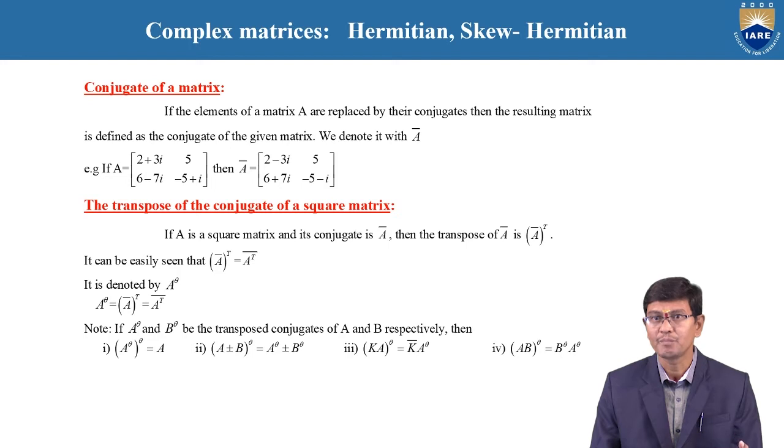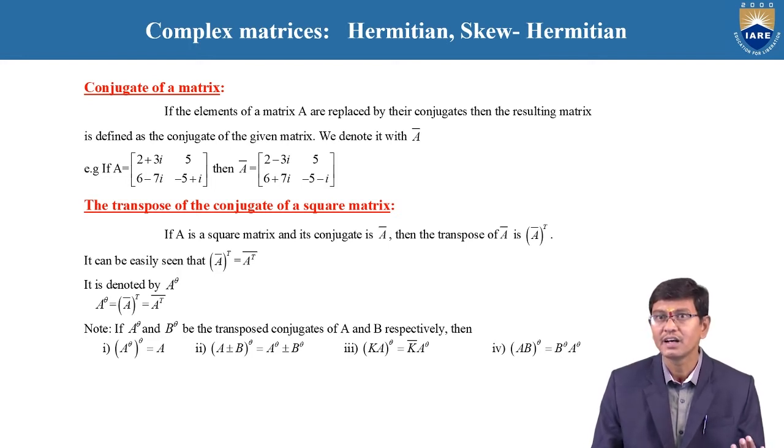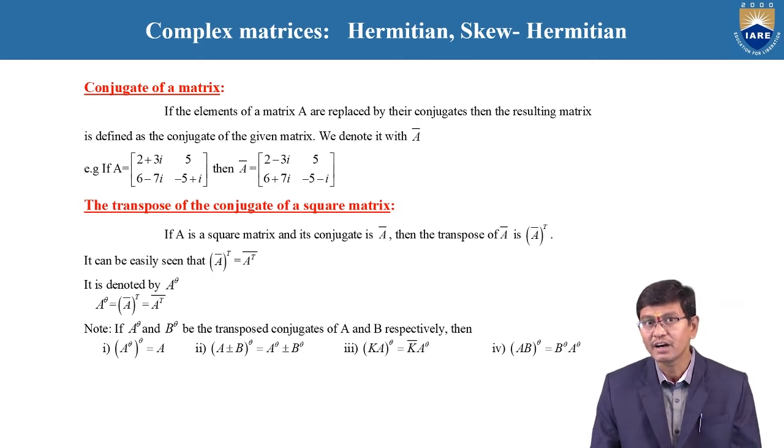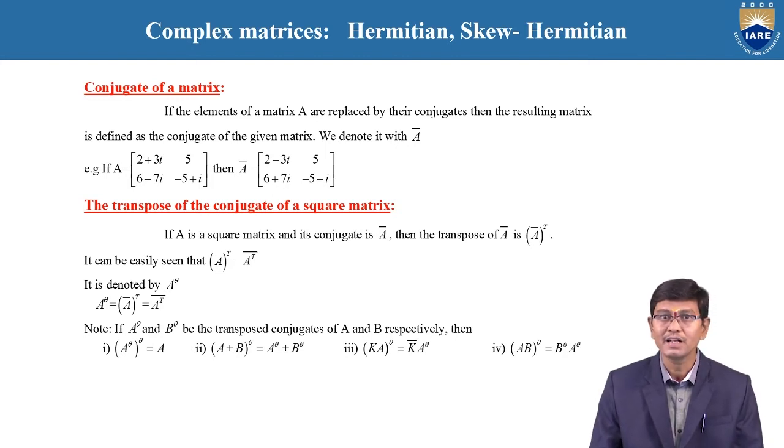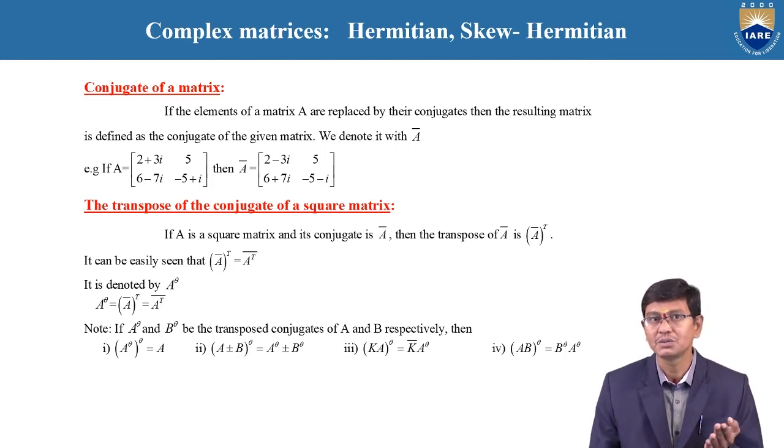And third one: if K is a constant, that is, a complex constant, then (K A) whole power of theta. If K is a complex value, then applying theta, K power theta changes to K bar into A power of theta.